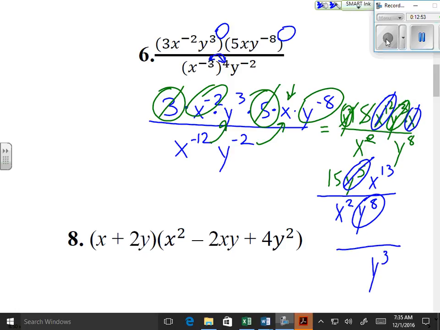As far as the x's go, we have 13 x's in the top and 2 in the bottom. So that means all of these will go away, and 2 of those 13 will go away. The x to the 11th, and the 15 is still unaffected. So that should be your answer.